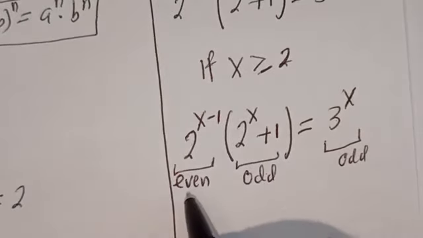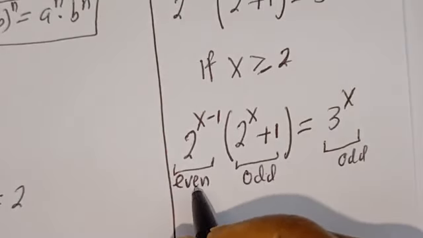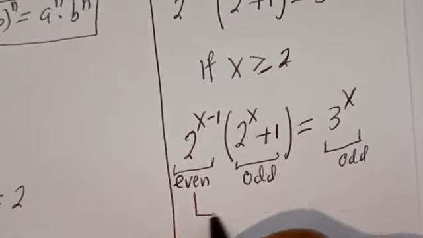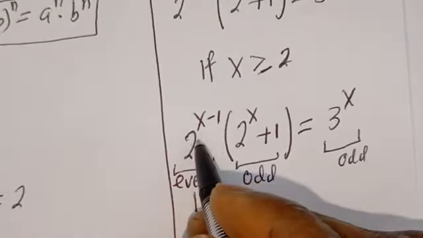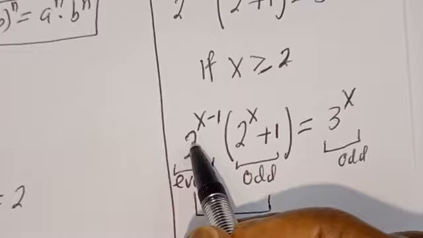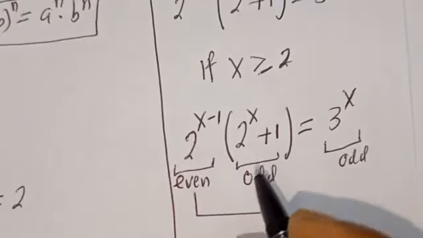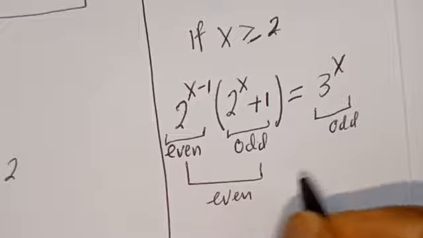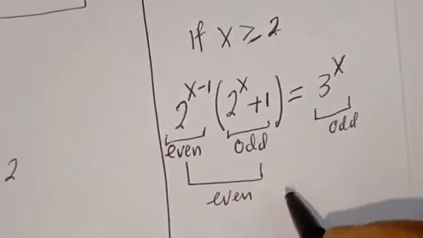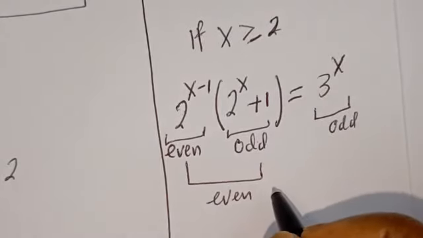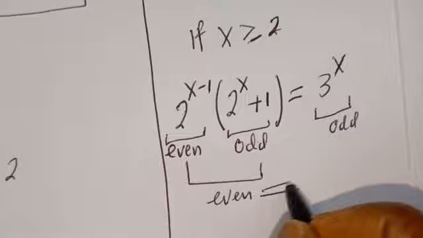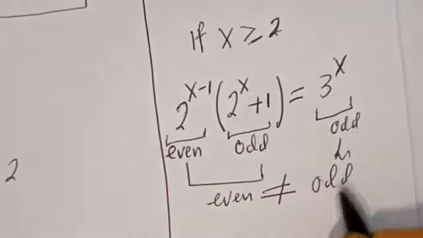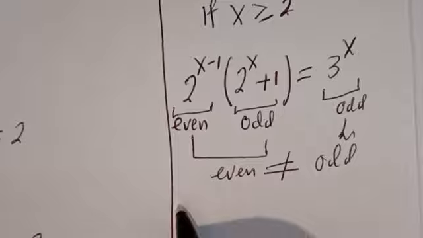Now let's see what we get if we multiply even and odd. If you multiply this with this, here is 2 multiplied by 5, that is 10. It's going to be even, and this is odd. Since it's even, it's not equal to this odd. Therefore, we conclude that there is no solution.